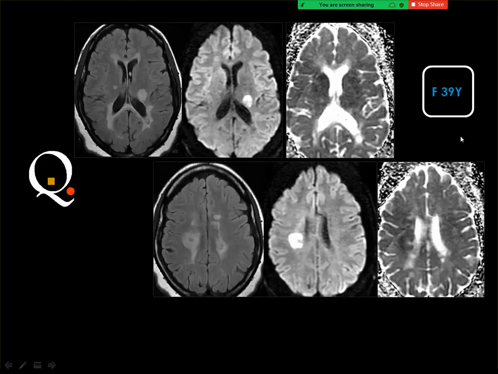This is a 39 years old female, FLAIR, diffusion, ADC, FLAIR, diffusion, ADC, two levels in the FLAIR images, then two levels in the diffusion and the ADC.